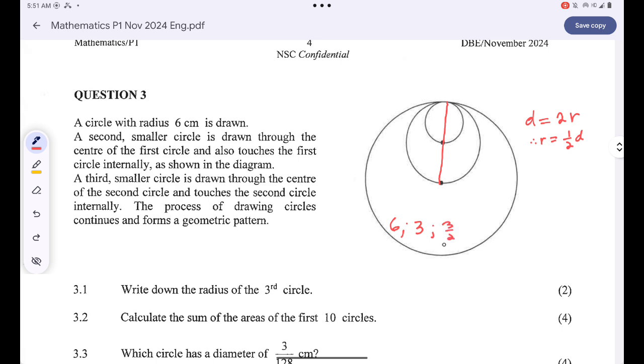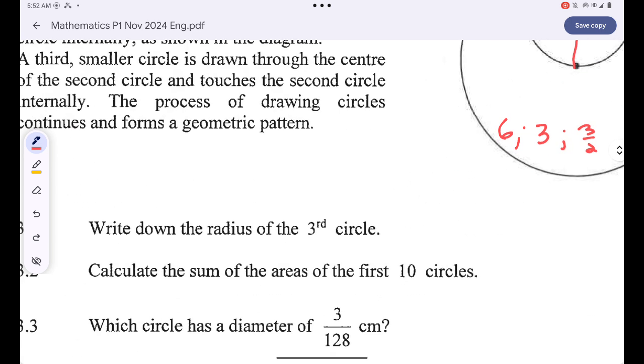Why is it 3 and 3 over 2? Remember that if I'm given a diameter, for me to find the radius, I'll just need to divide the diameter by 2. Remember that the radius of a circle will become the diameter of the next circle. If this is the diameter of circle number 2, that means the radius of circle number 2 will simply be equal to 3. And if 3 is the diameter of circle number 3, that means the radius of circle number 3 is equal to 3 over 2. So the radius of circle 3 is just equal to 3 over 2.